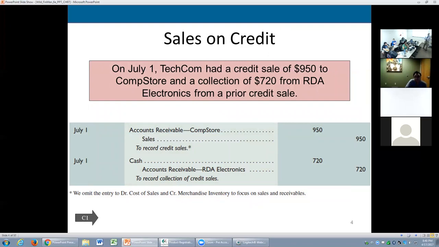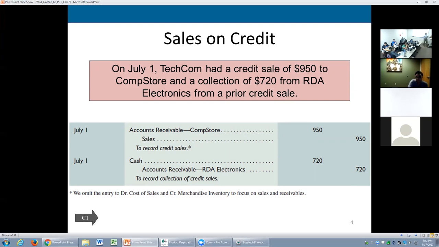Okay, on July 1st, TechCom has a credit sale of $950 to Comp Store and a collection of $720 from RDA Electronics for a prior credit sale. What can we observe? What are we doing? Separating cash and credit. So we see on July 1st, we have accounts receivable for Comp Store. Now here, remember, you're going to keep it separate for each person you're doing business with. So we see one for Comp Store and we see one for RDA Electronics.